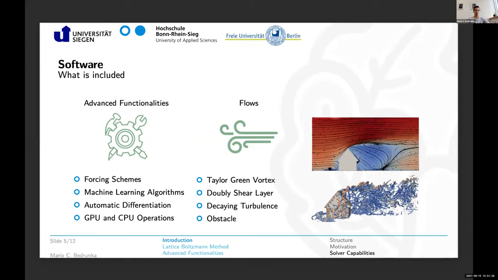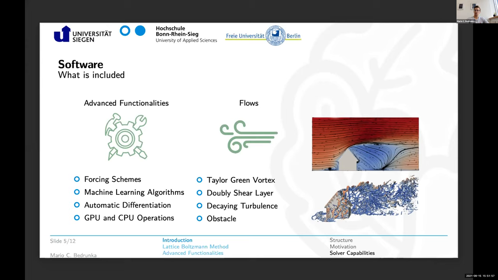Based on PyTorch, Lattice comes with not only machine learning algorithms, but also with automatic differentiation, which can be used, for example, for forcing schemes where gradients are required. And by default, Lattice comes with some flows, such as a Taylor-Green vortex or a doubly periodic shear layer or a decaying turbulence case. However, a new set of flow can be easily implemented in Python using only NumPy operations, which are then transferred to tensor operations, which are required by PyTorch.